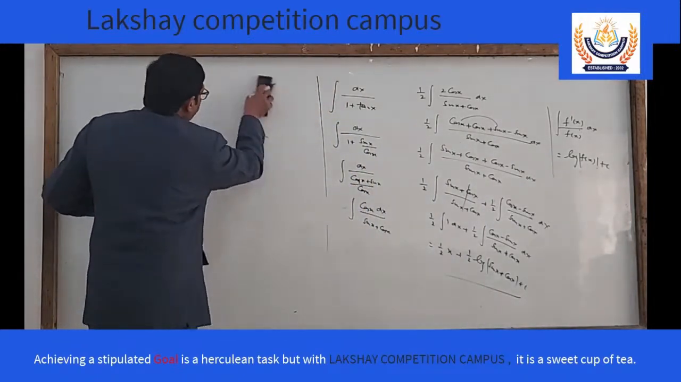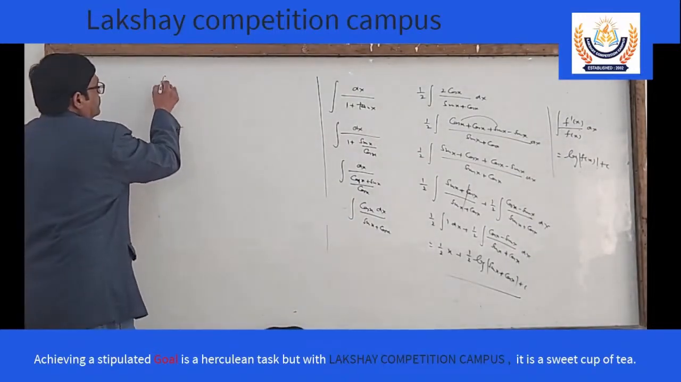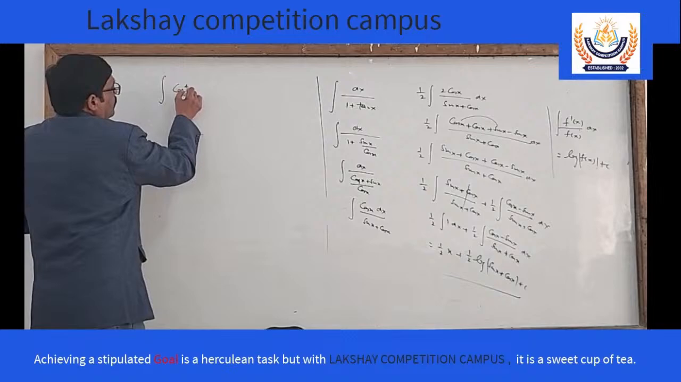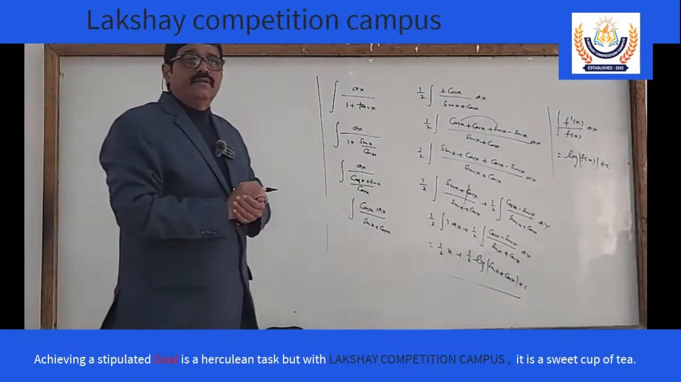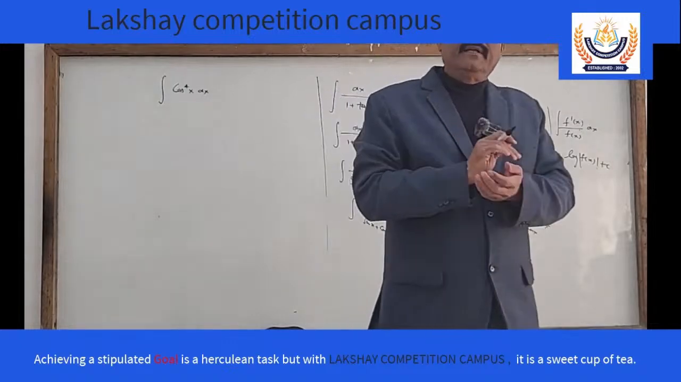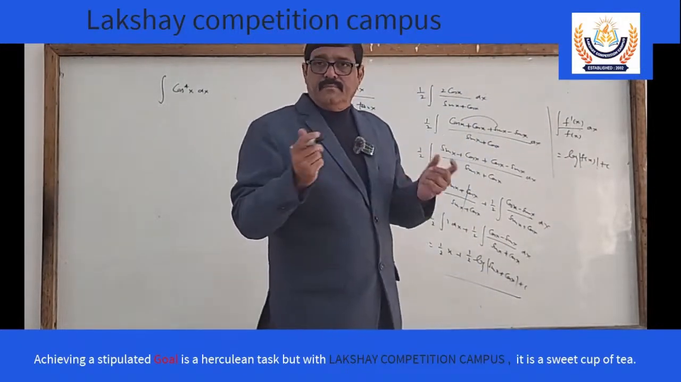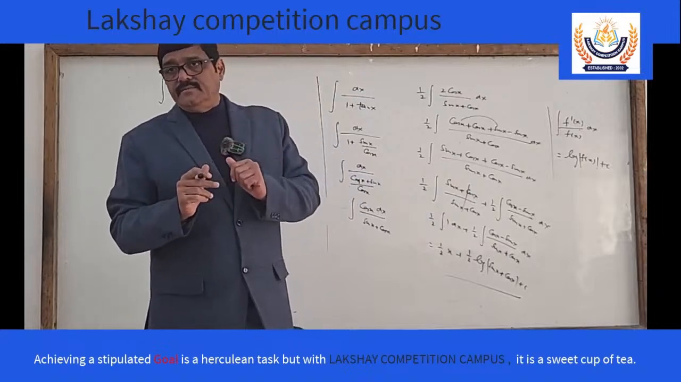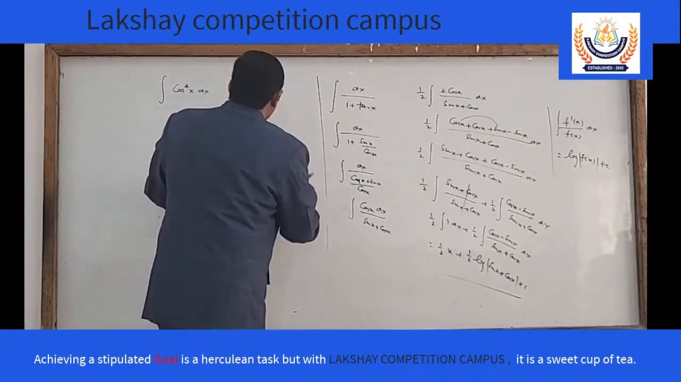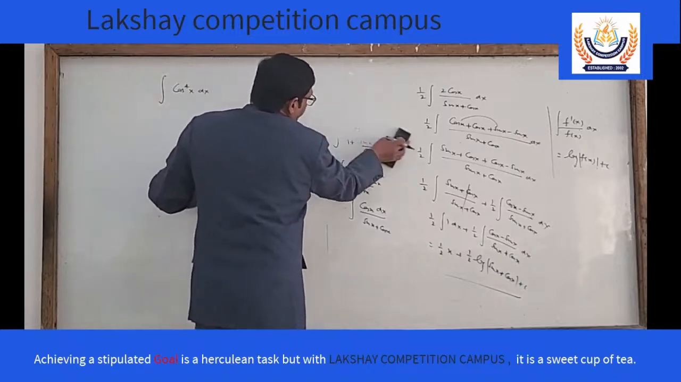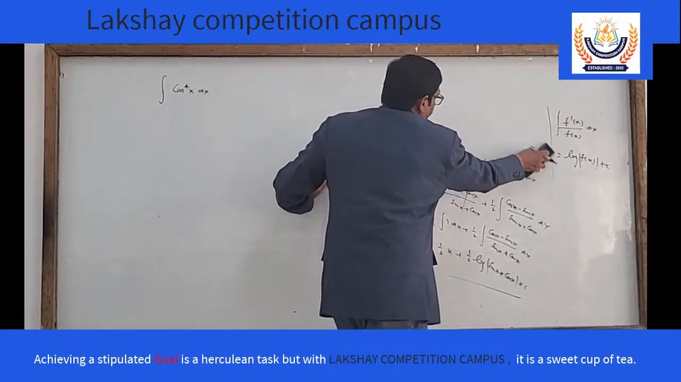What is the integration of cos raised to power 4x? How can we find it out? Students, we know the integration of secant square x is tan x, and of cosecant square x is minus cot x, because they are the antiderivatives. Now, how can we find the integration of cos raised to a power? In powers, you only know the integration of secant square and cosecant square.